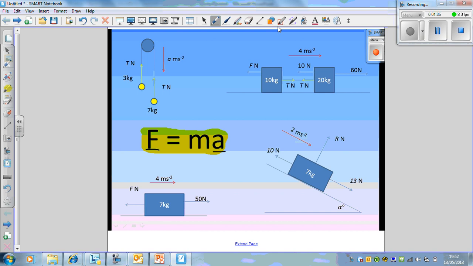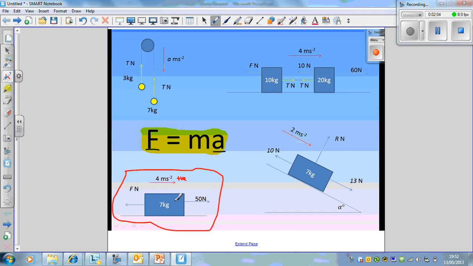Now we're going to start off with a pretty basic one. Let's just draw a circle around that. We're going to start off with this one here. Here we've got an object. It is accelerating at 4 meters per second squared in this direction, going from left to right, so we may as well make that our positive direction. And we want to find out this resistive force.